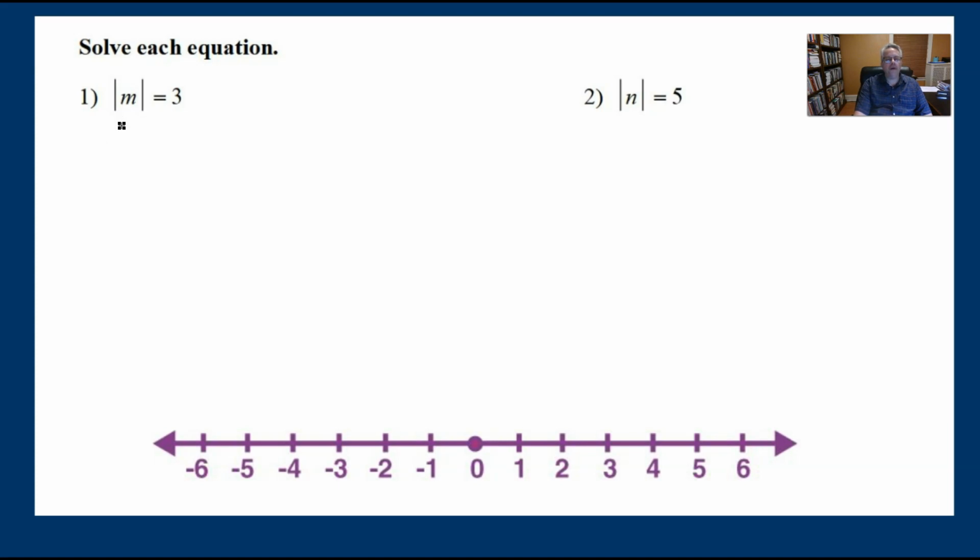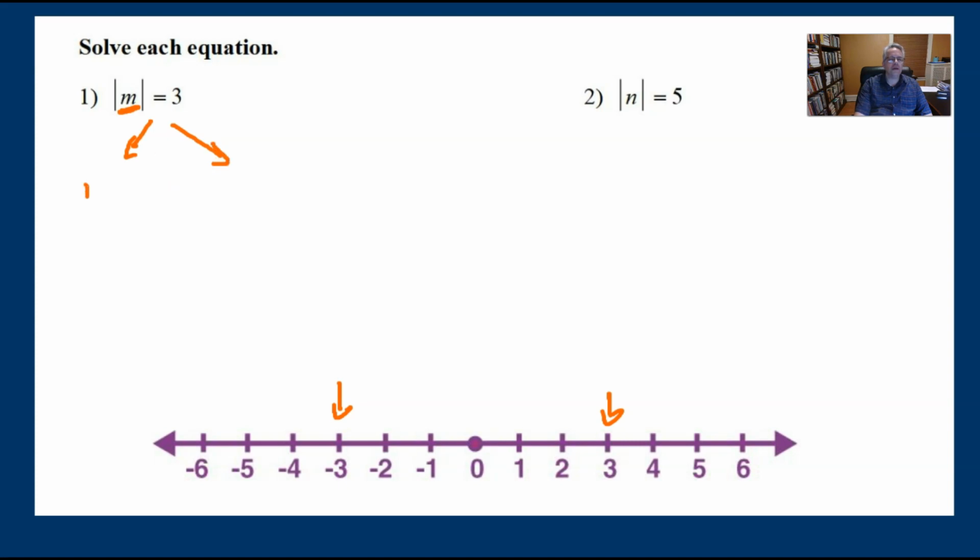We got to remember what absolute value means. So this equation says the absolute value of m is equal to 3. So remember, absolute value is the distance a number is from 0. So if the absolute value of a number is 3, it could either be negative 3 or positive 3. So whatever this is, it's 3 units from the origin. Okay, so absolute value equations usually lead to two regular equations.